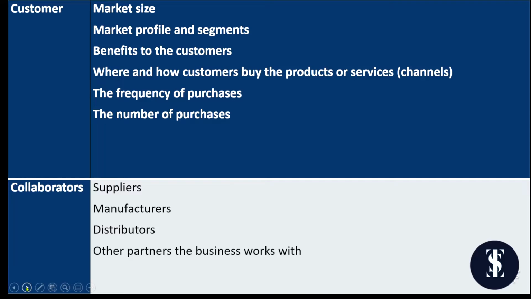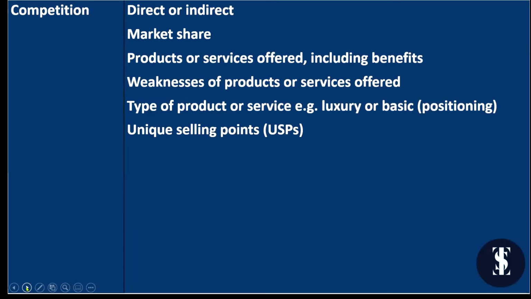Collaborators. These include suppliers, manufacturers, distributors, and other business partners. Competition. This could be direct or indirect. So do you both sell burgers, for example? Market share. The products or services they offer, including the benefits.